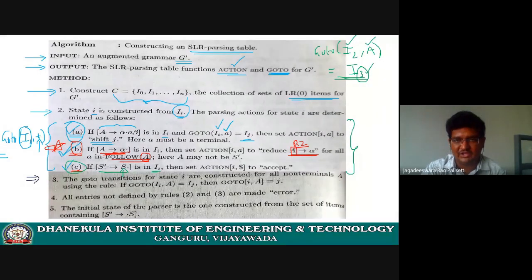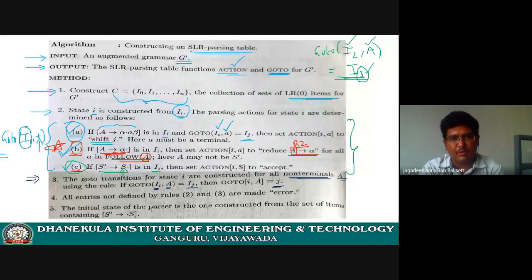The go-to transition for a state I is constructed on non-terminals, for all non-terminals capital A. So what do I have to write here? Going from one state via a non-terminal, I reach some other state. But at the time of filling the table, I simply have to mention only the state number. Like this, J is the new state number where we jumped from I via capital A. So that is what we fill in the table. Simple, similar to LR(0).